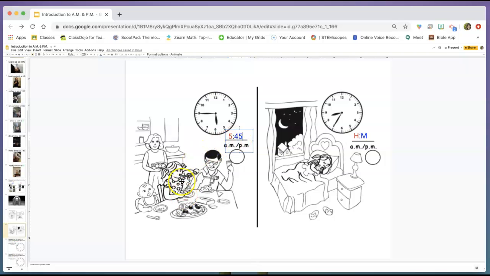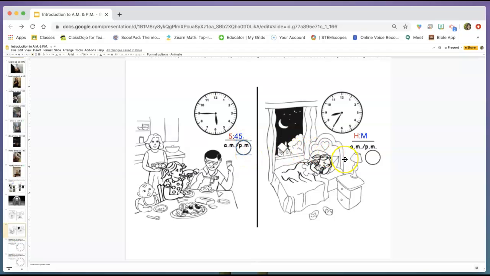Now, it looks like this girl is with her family, so this must be after school. Now, I know that during school, I'm usually at school at 12 o'clock. So I know that if it hit 12 o'clock, that it changes to p.m. So if I know that I'm at school at 12 o'clock p.m. and I just got home and started eating dinner at 5:45, then it still must be p.m. because it hasn't hit 12 o'clock where it changes back to a.m. So it's 5:45 p.m.